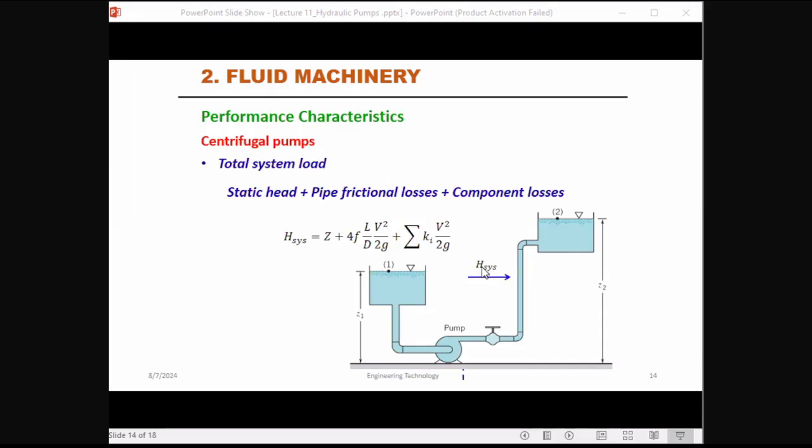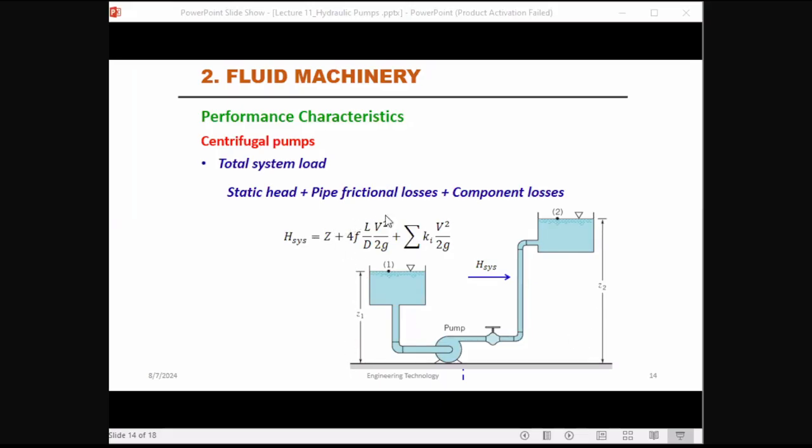Then system head you can calculate using this equation. Okay, when you are going to pump water from a pump to a top tank, you can see this type of system. Then this system head means this head. A system head you can calculate using this equation. Z means Z2 minus Z1.